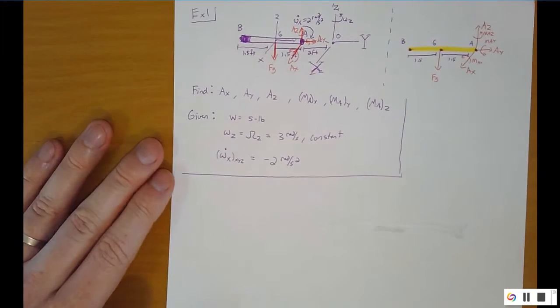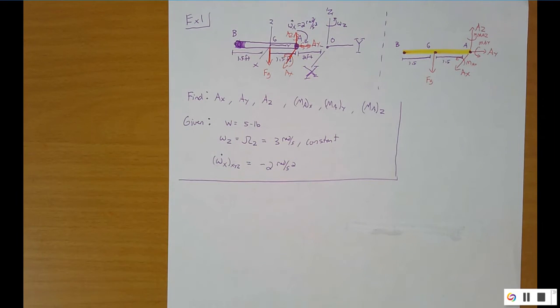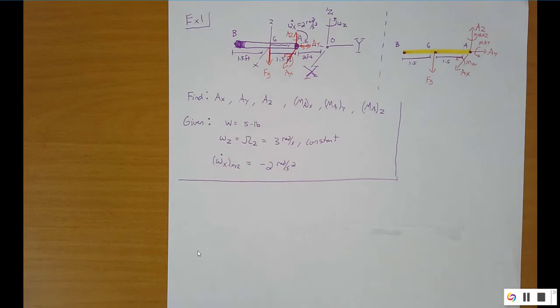So example 1 has a bar. So again, I'll show it back over here real quick. So we have a bar being held by a person sitting on a stool. They're spinning around the stool at a constant 3 radians per second, and then they are lifting this bar, trying to keep their hands in place, and they're lifting the bar at an angular acceleration of 2 radians per second squared. So I've tried to redraw this.